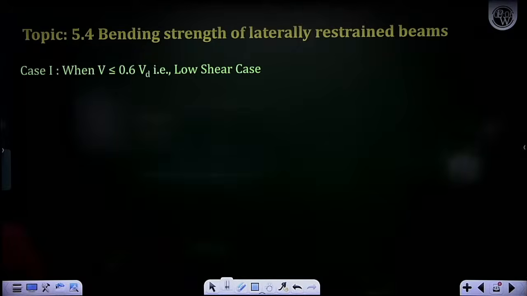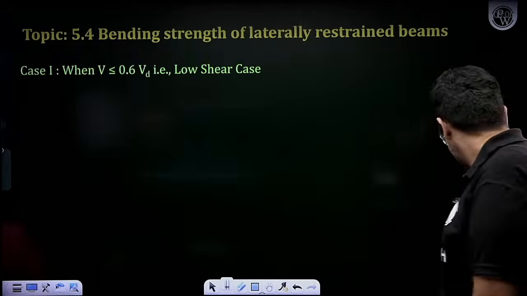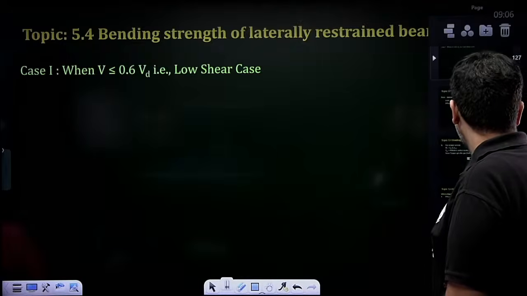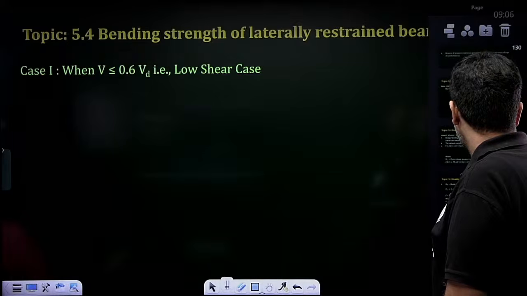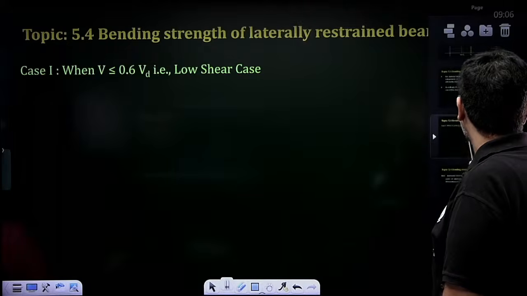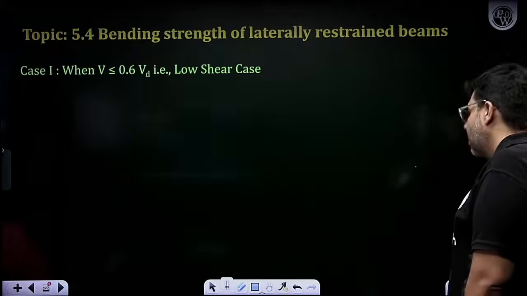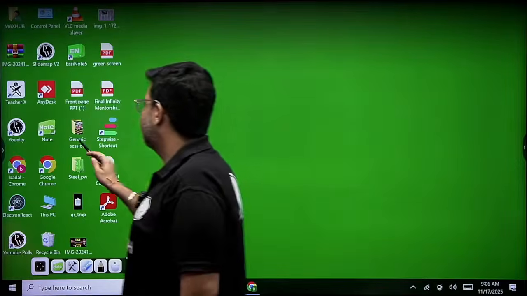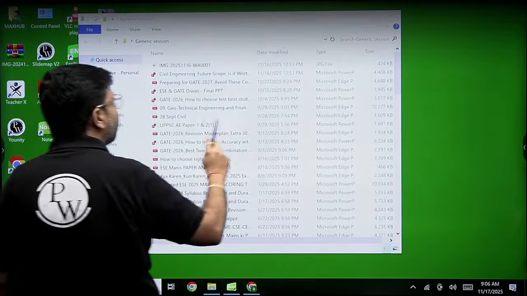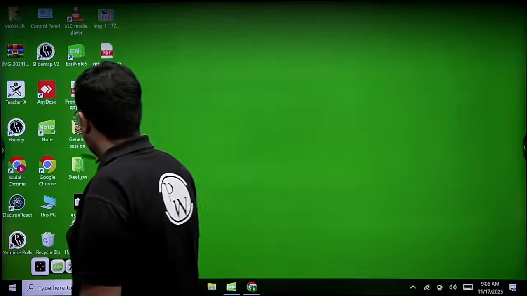Let us see. This formula is missing here, I don't know why. Wait a minute. Okay. Let's see the formula once.